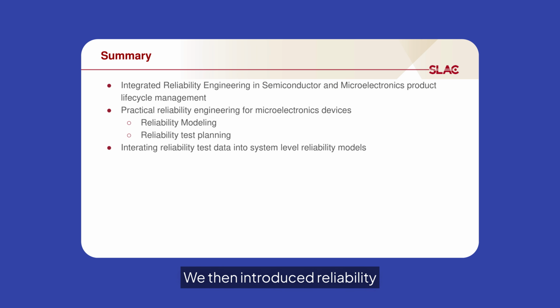We then introduced reliability modeling as a system-level framework for capturing critical failure paths and complex interactions that are not always visible through component-level analyses alone. Next, we walked through reliability test planning, showing how accelerated testing, such as electromigration, thermal cycling, thermal shock, and corrosion testing, can be used to generate meaningful lifetime data within practical timelines.